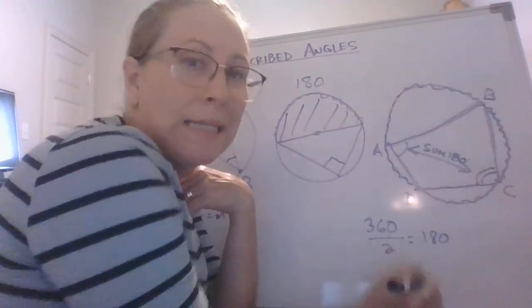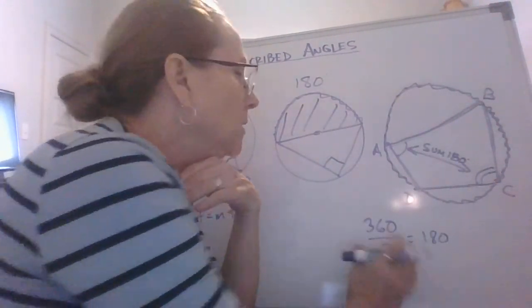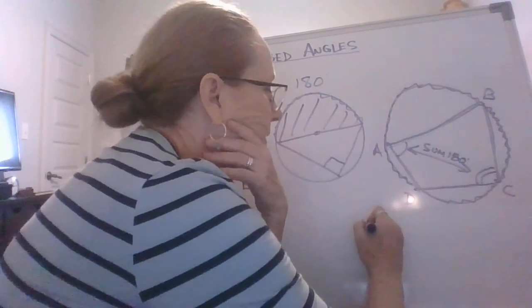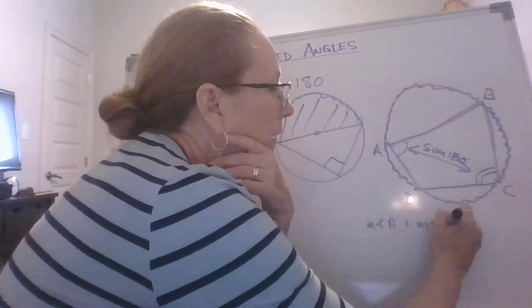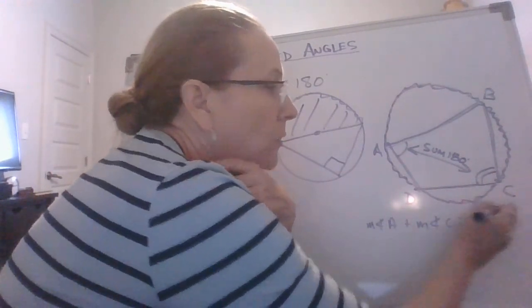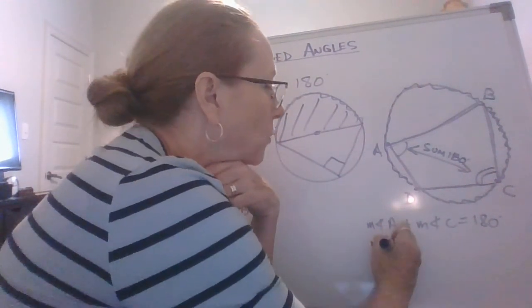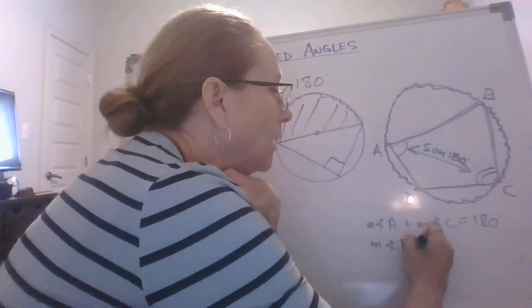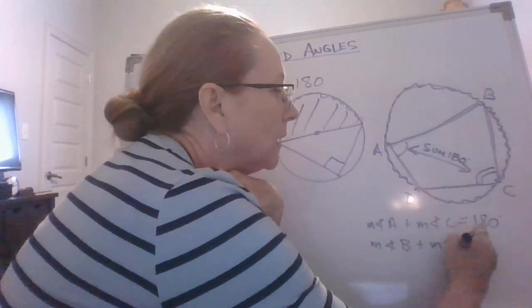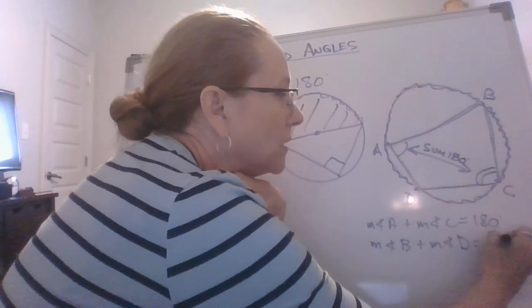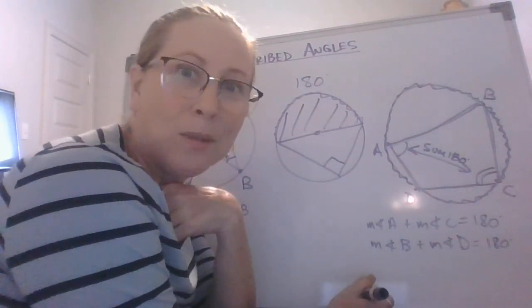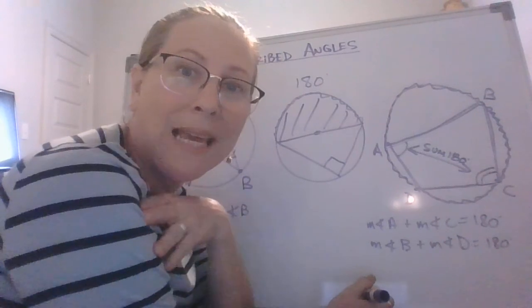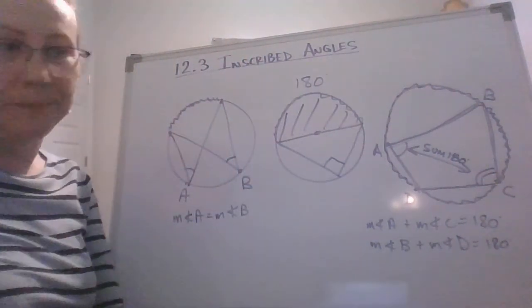Does that work for B and D? It sure does. So what we can summarize that as is the measure of angle A plus the measure of angle C adds up to 180. They're supplementary. And the measure of angle B plus the measure of angle D, also supplementary, adds up to 180 degrees. All right, so let's do some problem solving with inscribed angles and these 3 corollaries.